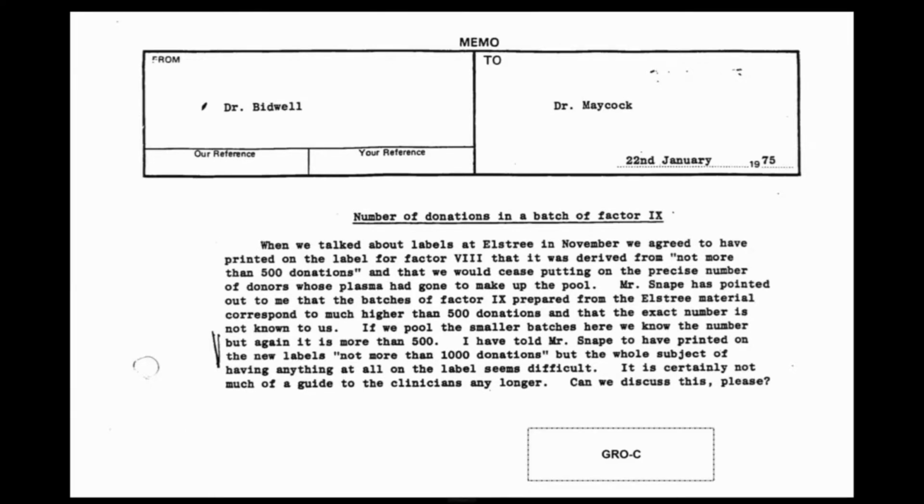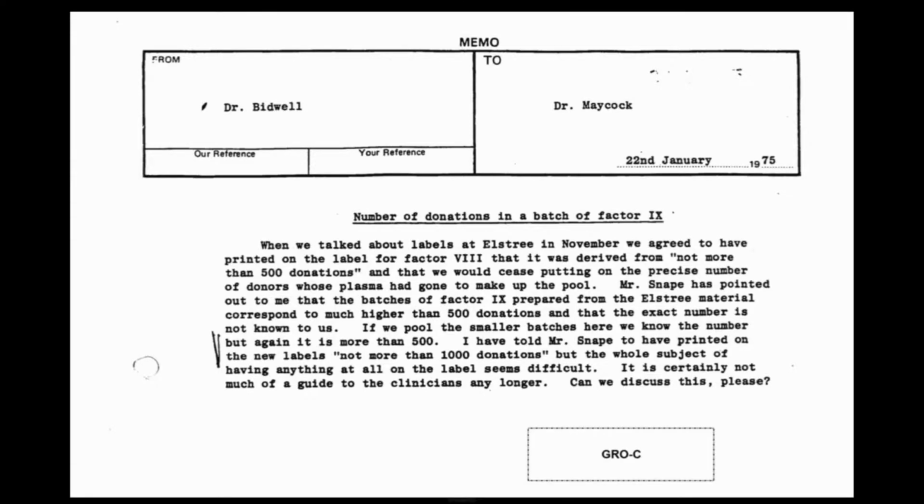Dr. Bidwell wrote, and I quote, "When we talked about labels at Elstree in November, we agreed to have printed on the label for Factor 8 that it was derived from, quotes, not more than 500 donations, end quotes, and that we would cease putting on the precise number of donors whose plasma had gone to make up the pool." That is where I will stop for now.